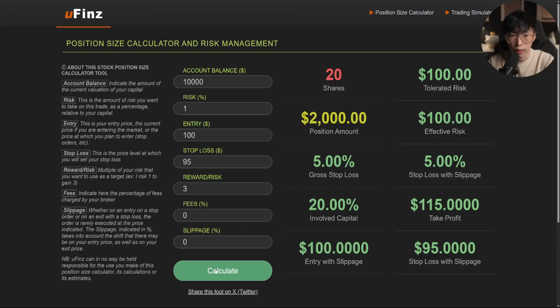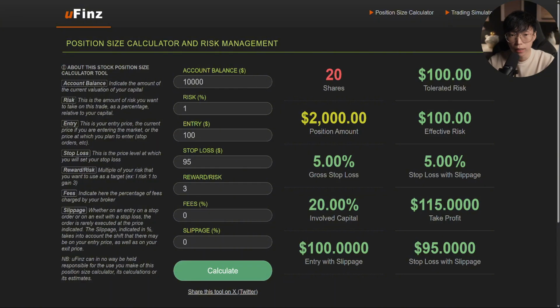The moment you click on calculate, what are the important things that you have to see here? The 20 shares, which means that if you have an account of $10,000, your risk is $100, and based on your entry price to stop loss distance, you can buy 20 shares. These 20 shares will actually use up roughly $2,000 from your account. So you can see $2,000 is equivalent to about 10%, including the leverage already.